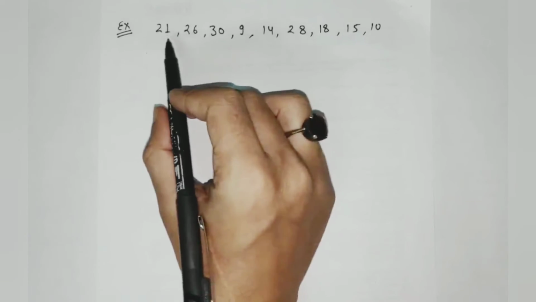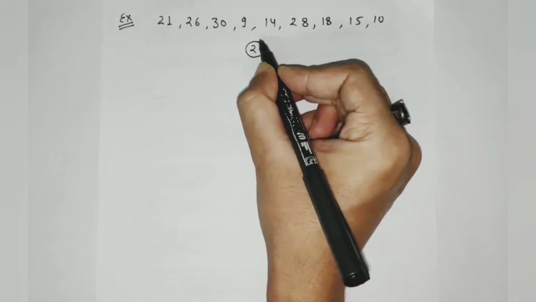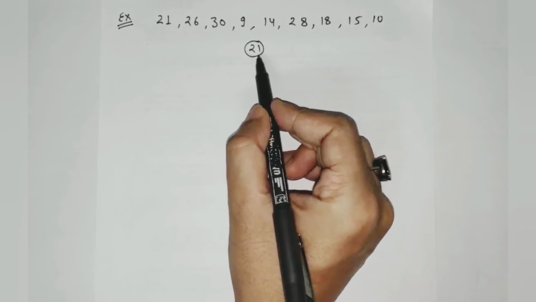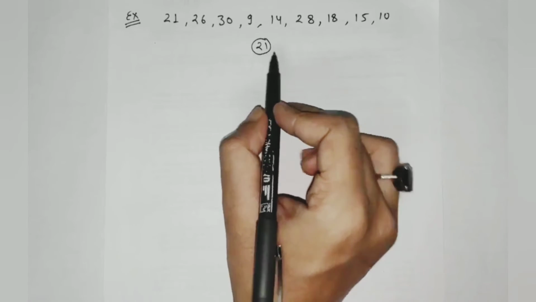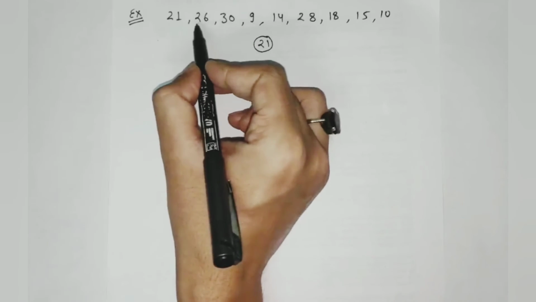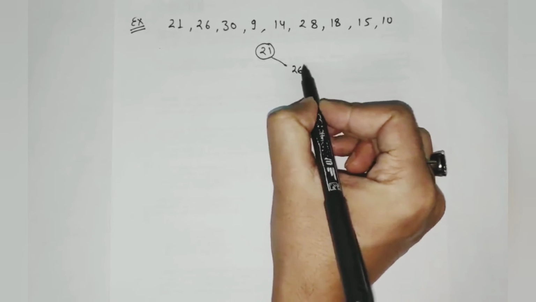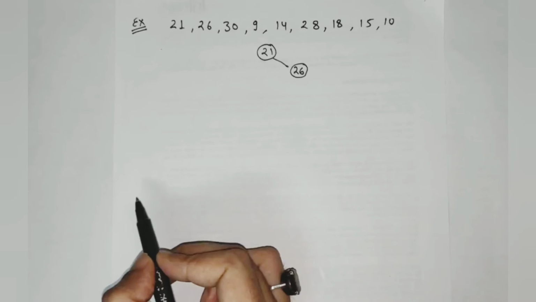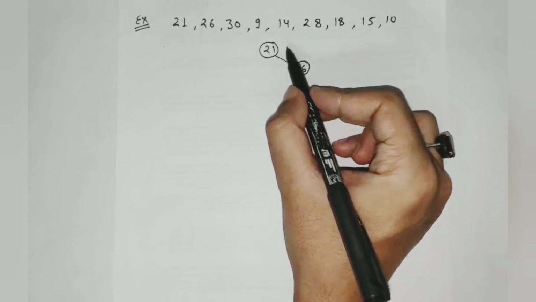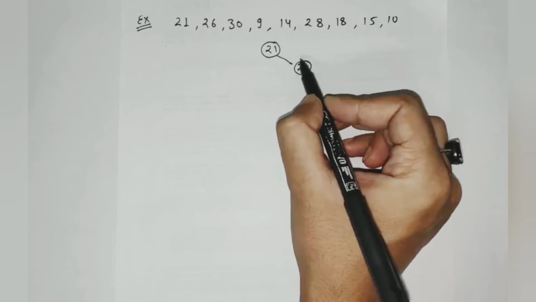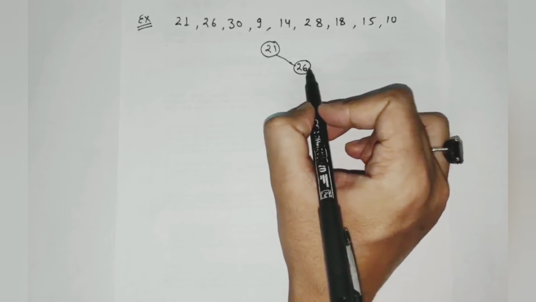So first we will insert 21. So there is no problem because the balance factor is 0 and it is a binary search tree. So there is no problem. After that we need to insert 26. So 26 will be on the right side. Now we will check the balance factor. So balance factor of this node is 0 and this node is -1. So it is an AVL tree and we are satisfying the property of binary search tree also.